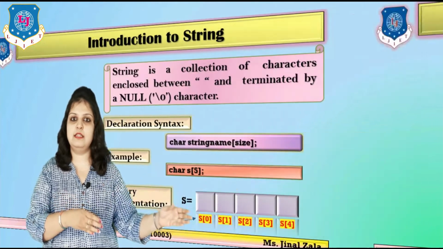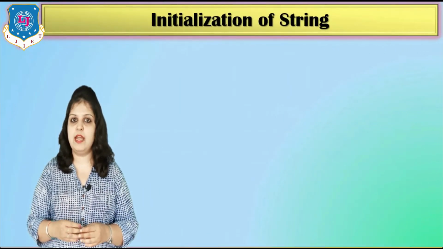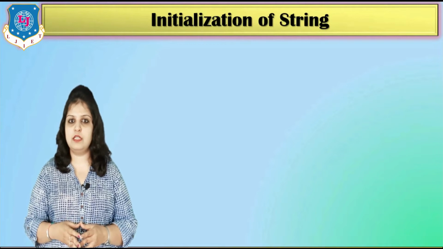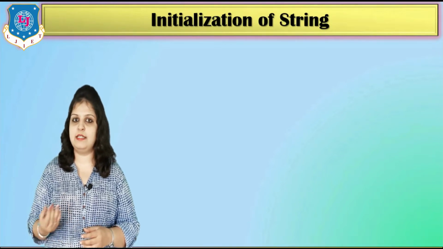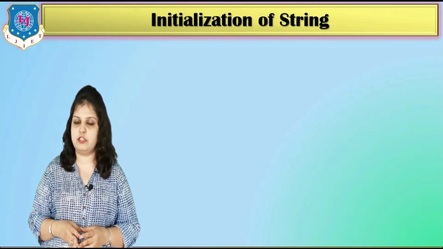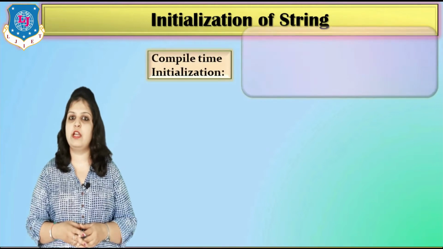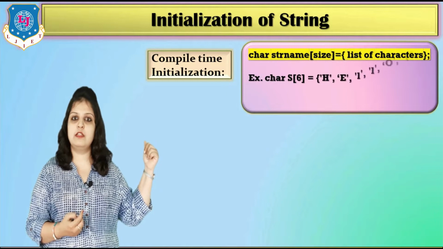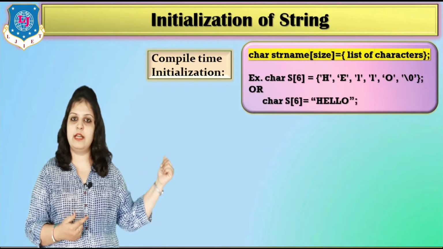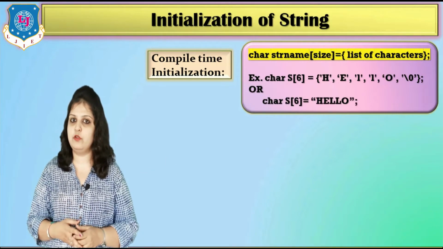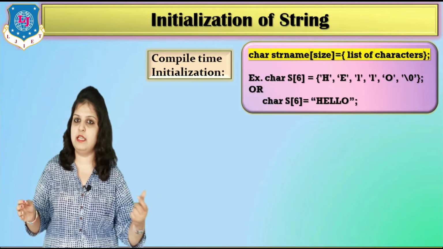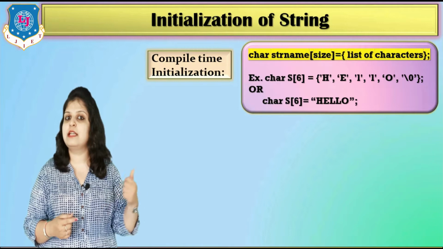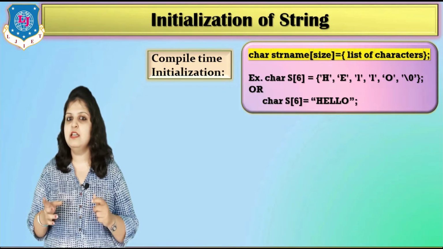Now, let us see the initialization part, and this initialization can be done in 2 ways. First is compile time initialization and second is runtime initialization. Compile time initialization we can write in 2 ways. First method is, first write the data type char, then the string name is equal to, in curly brackets we can write single characters, using single quotes because a single character is always represented in single quotes.